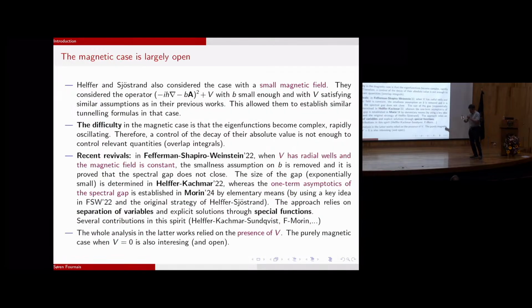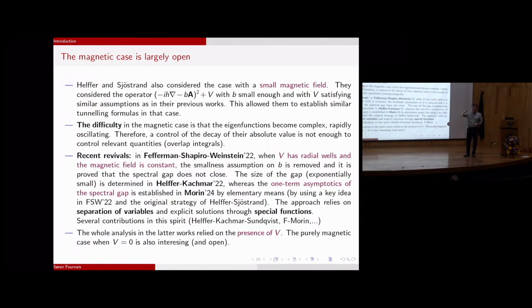The problem is that as soon as you put in a magnetic field, then we actually don't know how to do it. Part of the reason this is difficult is that at some point you need to calculate overlap integrals between eigenfunctions sitting in one well and eigenfunctions sitting in another well. These are exponentially small, so getting them correct at this exponentially small scale is a challenge, and that is what was solved 40 years ago.